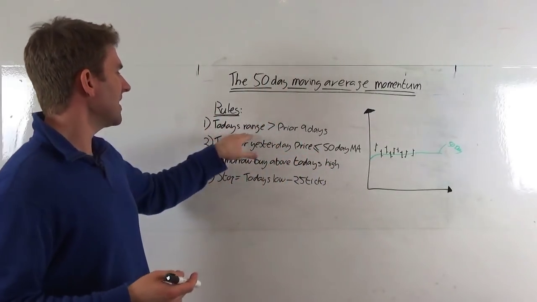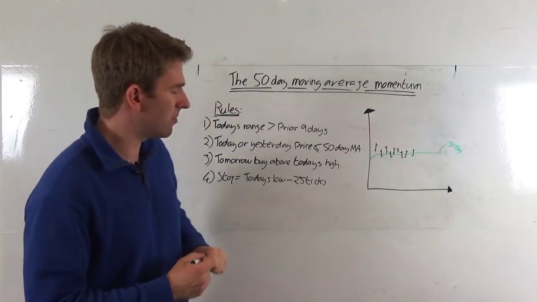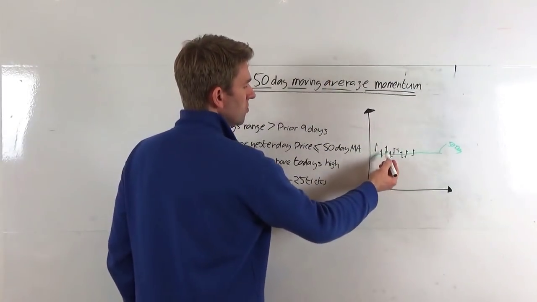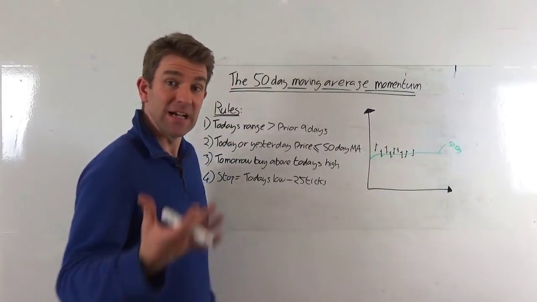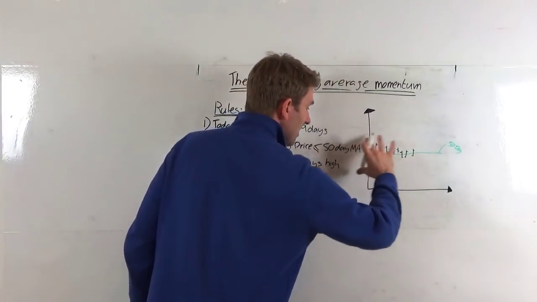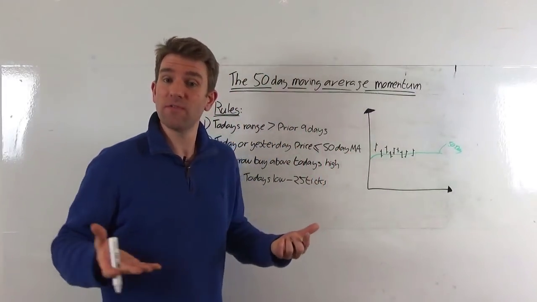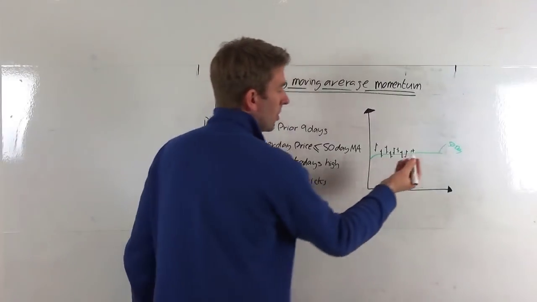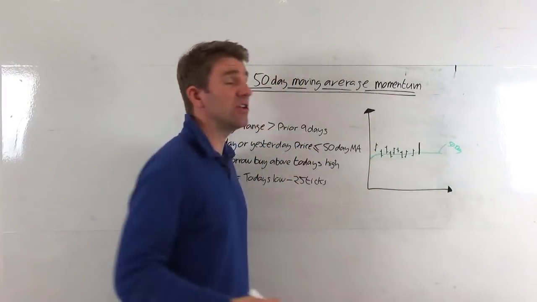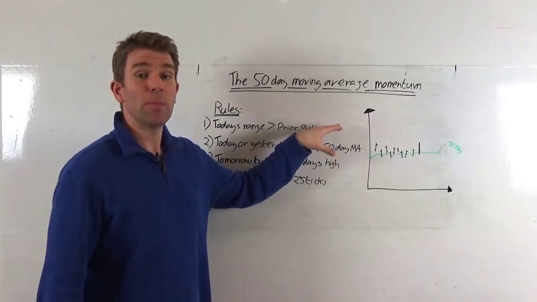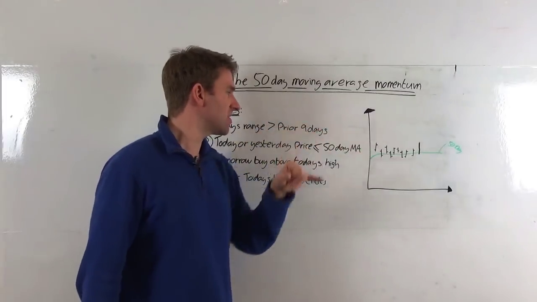The first one is today's range must be greater than the prior 9 days. So in this kind of rough example here, we've got 1, 2, 3, 4, 5, 6, 7, 8, 9 days of trade. Today's range has got to be bigger than the highest one of the 9 days. So if the previous 9 days, the most was 50 pips, it's got to be more than 50 pips or whatever we're trading. So we're looking for that kind of move. A decent range, and range is just the high minus the low. That will be the criteria met for number one, today's range being greater than the prior 9 days.